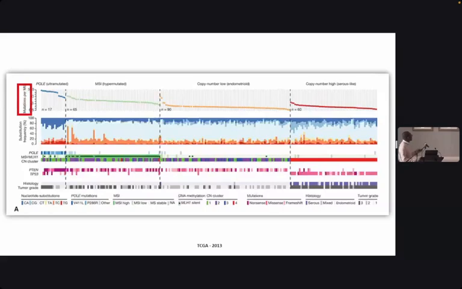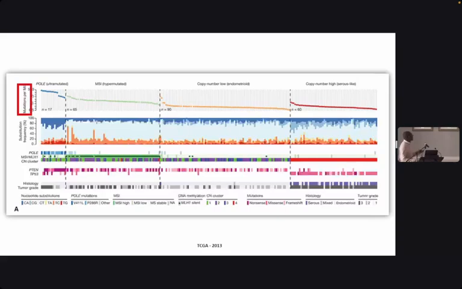Then the next group in this cohort was microsatellite instability. You can see their mutational burden is quite high, about 10 to 100 mutations per megabase. Of those 232, they constituted 62% of the cases. These ones are usually related to Lynch, where there is mismatch repair deficiency. If you look at their histological grade, most of them are also grade 3. They have tumor infiltrating lymphocytes. And in terms of outcome, they tend to have an intermediate prognosis.